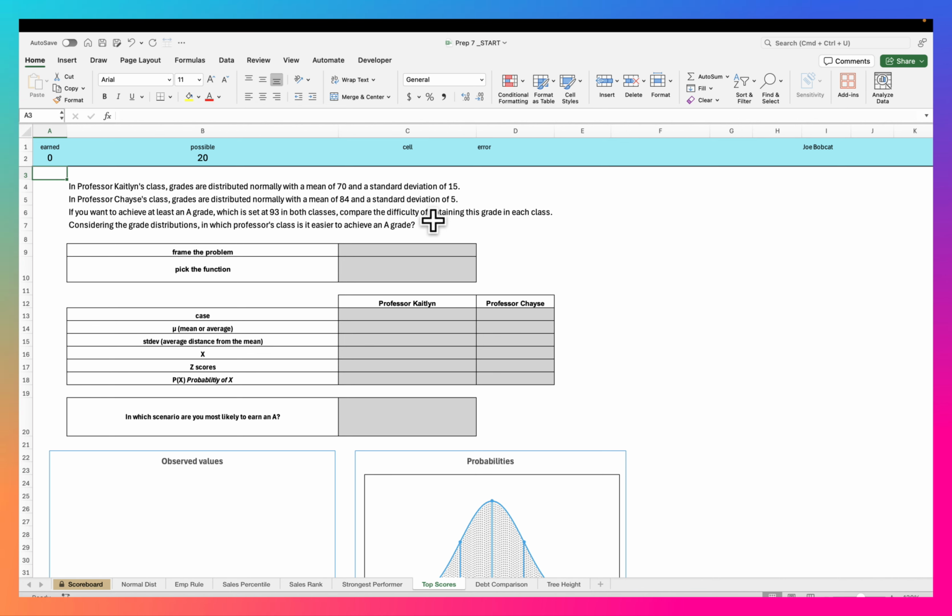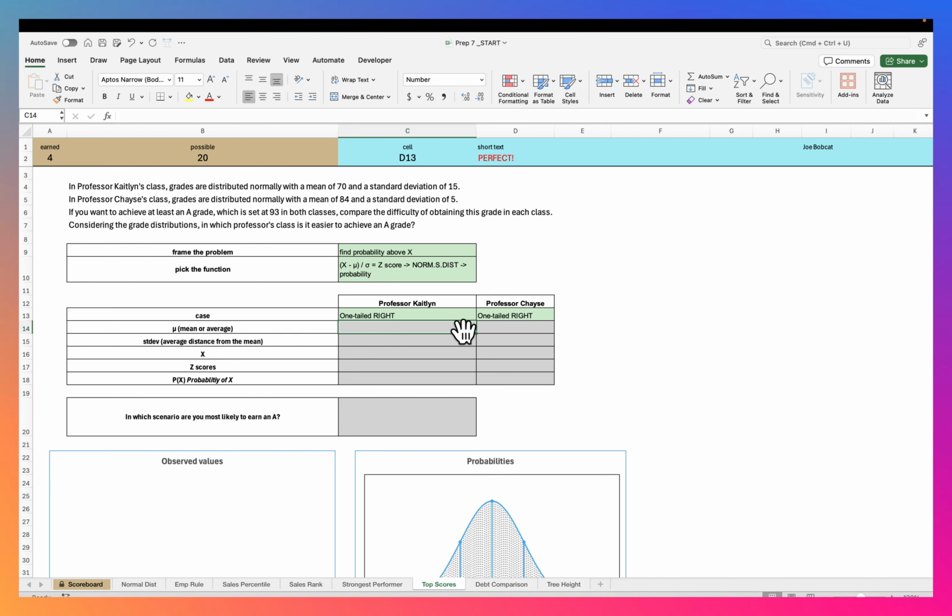Could be an important question. So let's frame the problem. So we are trying to get probability above x, right? Because we want to get an A. All right, so let's pick the function. And we're trying to get probability, so we're going to use this again. And so the case, it's one tail in both cases because we want to get an A. The probability we're going to be above the 93.